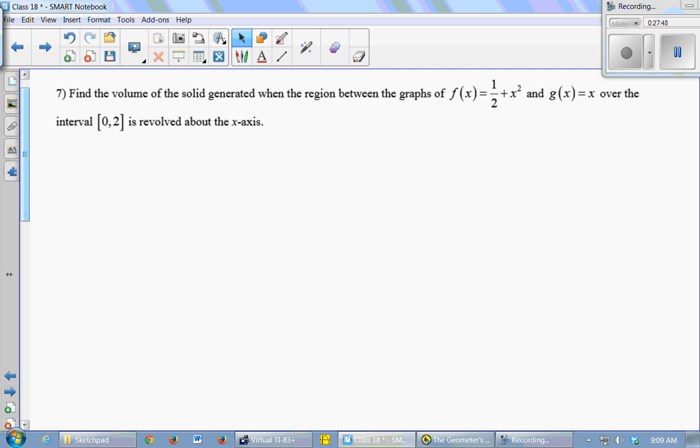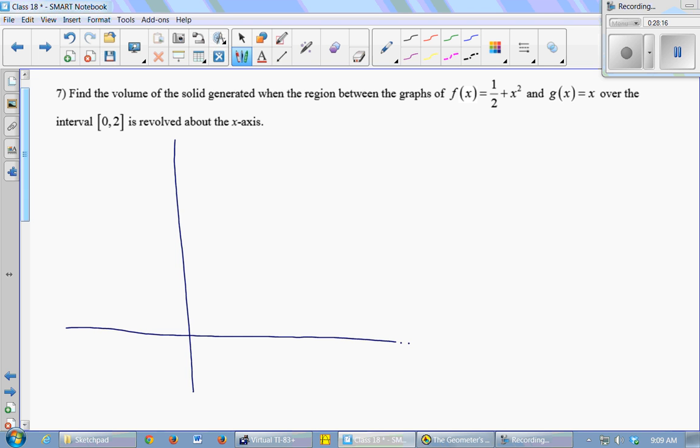New function this time. Okay, I want to find the volume of the solid generated when the region between the graphs of 1/2 plus x squared and x is revolved about the x-axis over the interval from 0 to 2. So I have to graph both functions to figure out what my region is. Use your graphing calculator if needed. If I put this on a test, I will most certainly give you functions that you know how to graph, supposedly. Like a vertical shift of x squared, not difficult to graph.